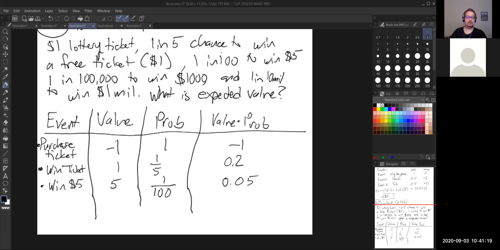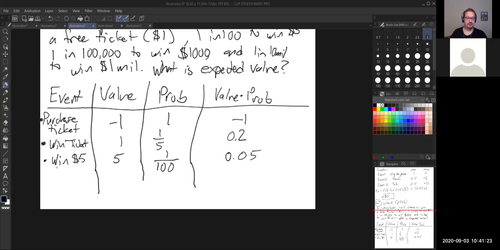Okay, the third event that could occur is winning $1,000. So again, the value is 1,000. Let me move that down a little bit so we're not overlapping. So we look at what the probability is for this event. In order to get $1,000, that's a 1 in 100,000 chance. So we multiply those, and we plug that in. Again, we're rounding to the nearest second decimal place. And here we'll get 0.01.